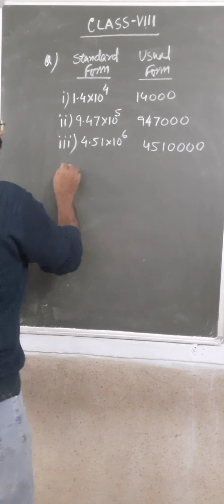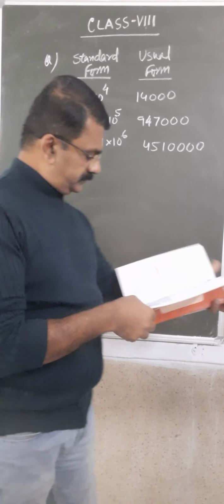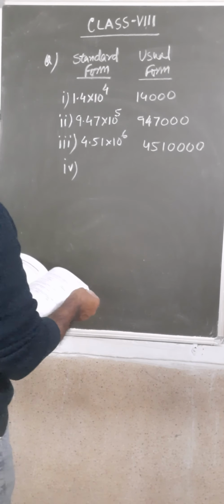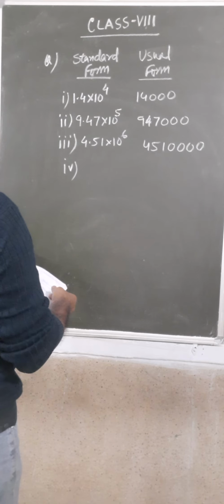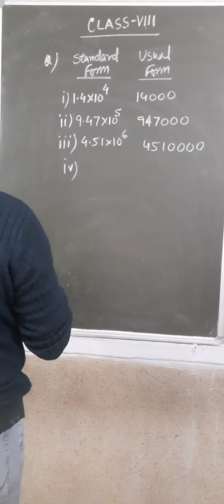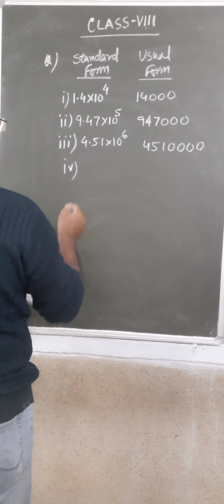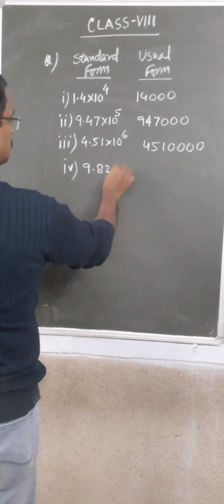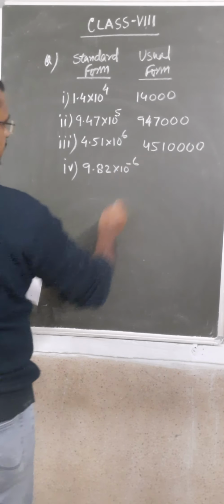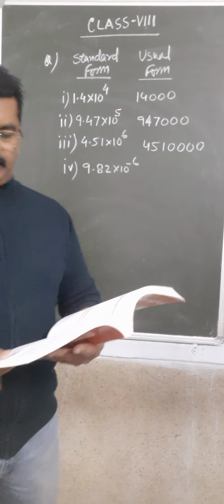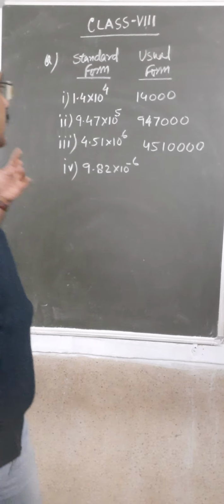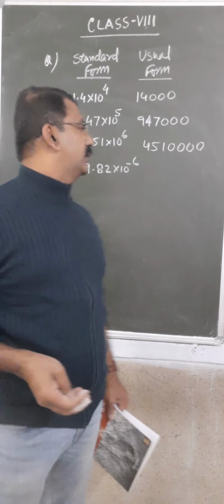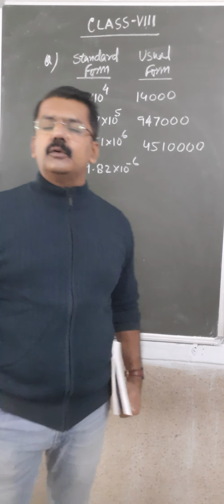Here. Now the fourth part. Fourth part is 9.82 into 10 to the power minus 6. Now this number has to be converted into usual form. Now 9.82 definitely lies between 1 and 10 into 10 to the power minus 6. Now we have to remove 10 to the power minus 6.